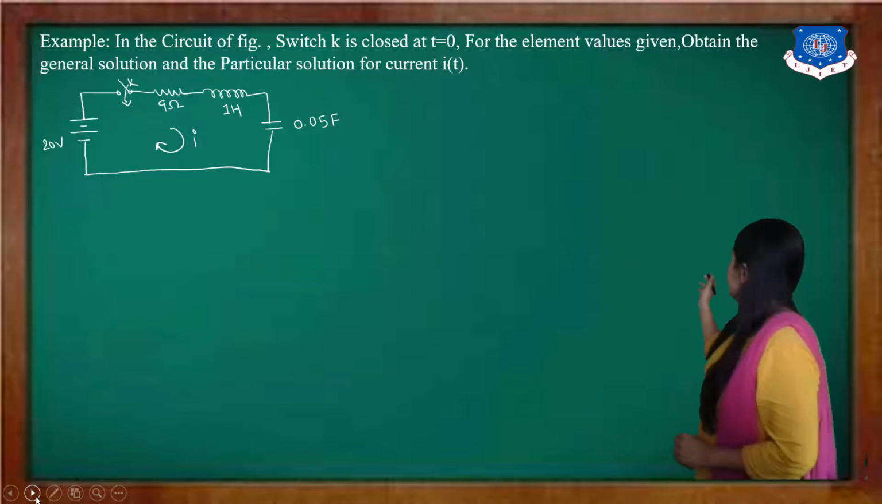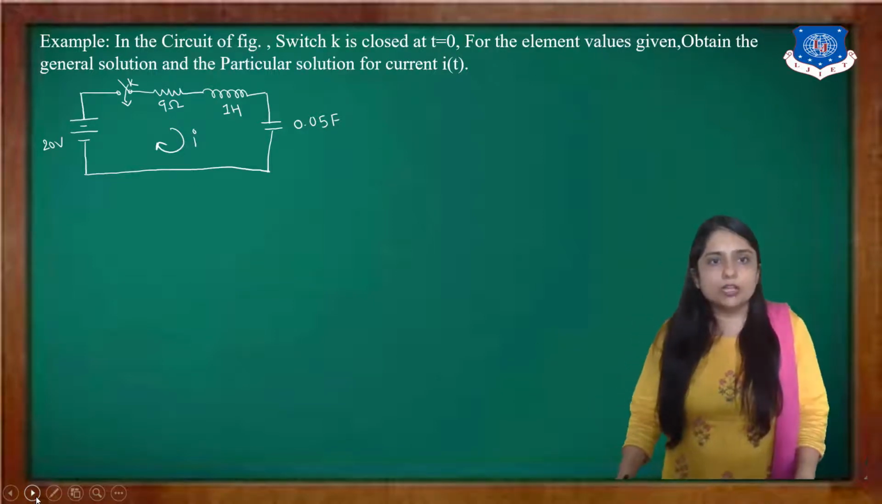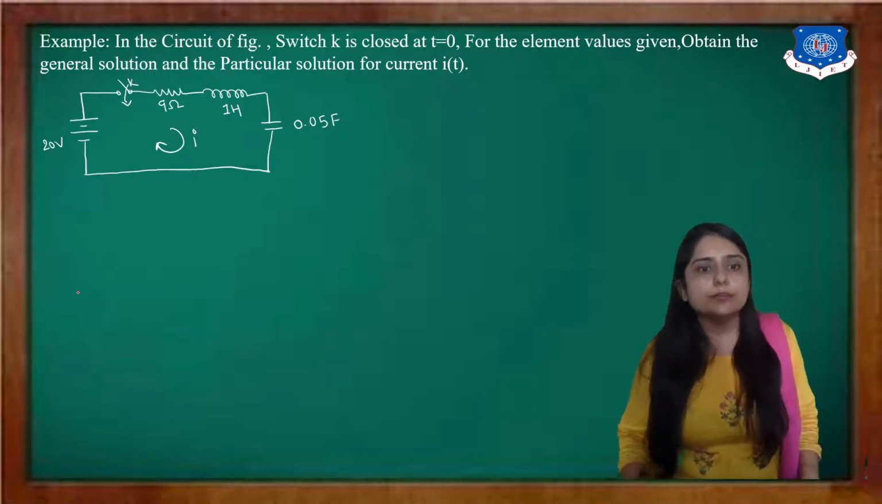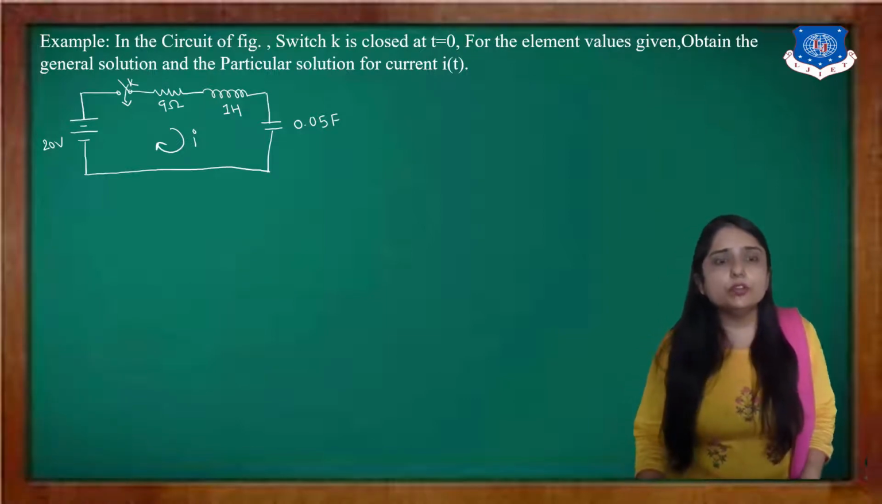See here, one diagram is given to you. In this diagram, a series RLC circuit is there and a 120 volt source is there. So first of all, what will we do? We want to write down the differential equation. So how can we write down the differential equation?